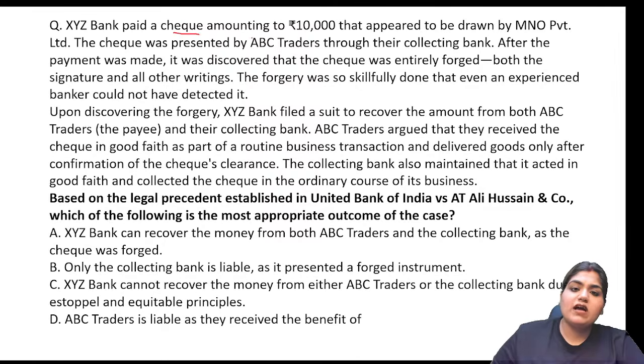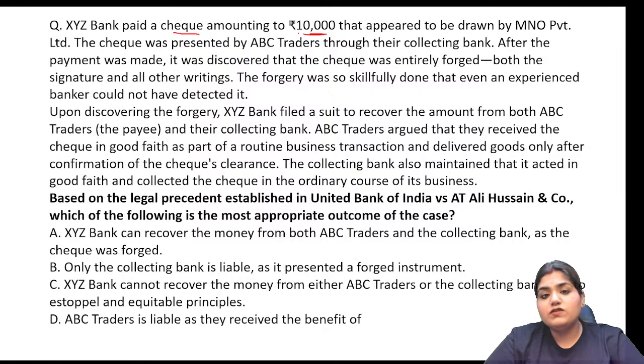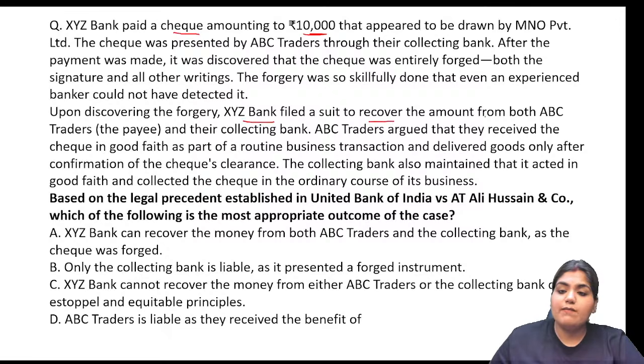XYZ Bank paid a check amounting to 10,000 that appeared to be drawn on MNO Private Limited. The check was presented by ABC Traders through their collecting bank. After the payment was made, it was discovered that the check was entirely forged, both the signature and all the other writings. The forgery was so skillful that even an expert banker could not detect it. Here the bank gets protection because they could not determine it.